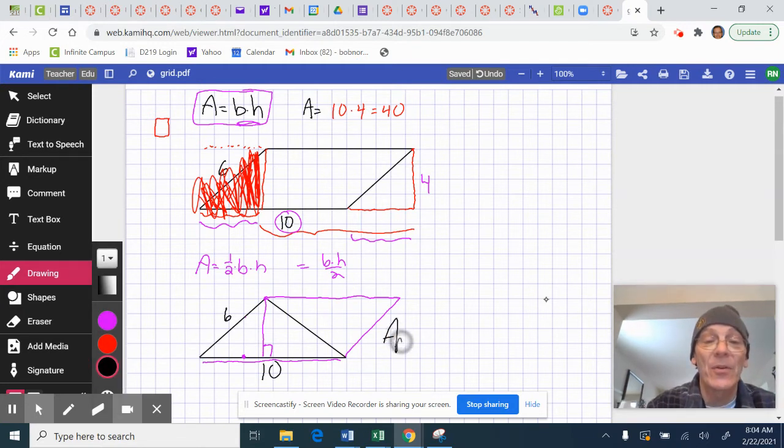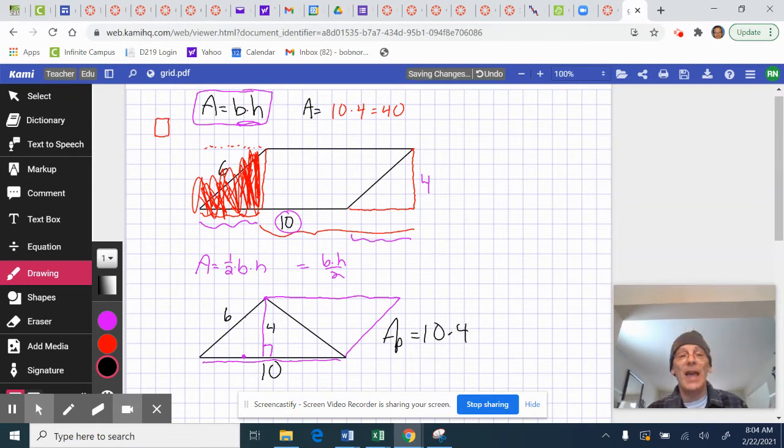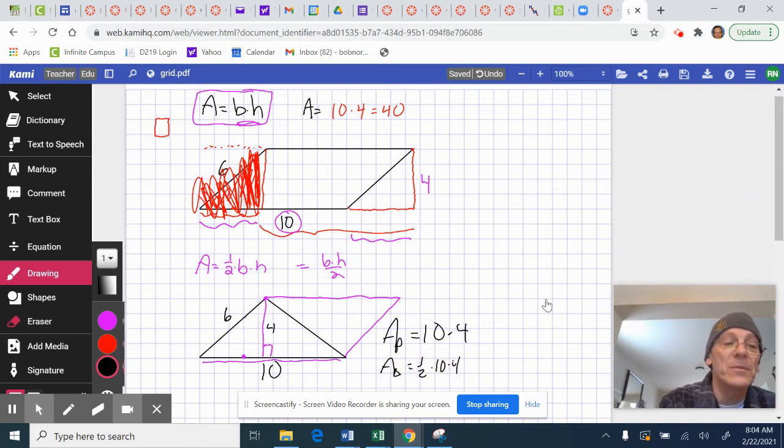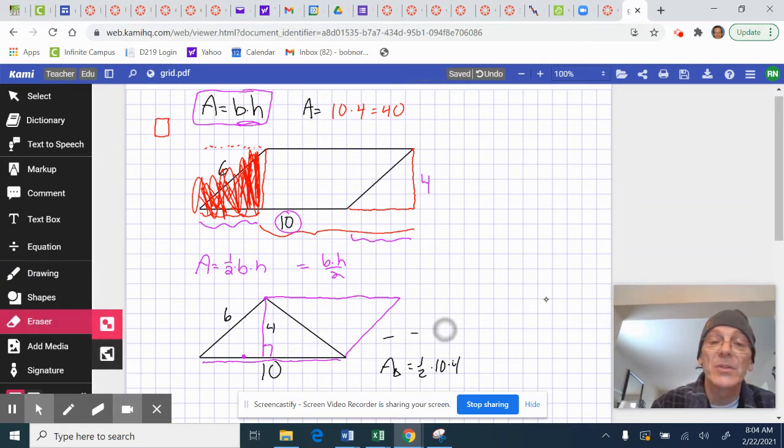The area of the parallelogram would be this base 10 times this height 4, but the triangle is only half of that parallelogram because there's two triangles in that parallelogram. So the area of the triangle would have to be 1/2 times 10 times 4. Okay, so there's an explanation as to why 1/2 needs to be part of that formula. Let me give you another illustration of that.